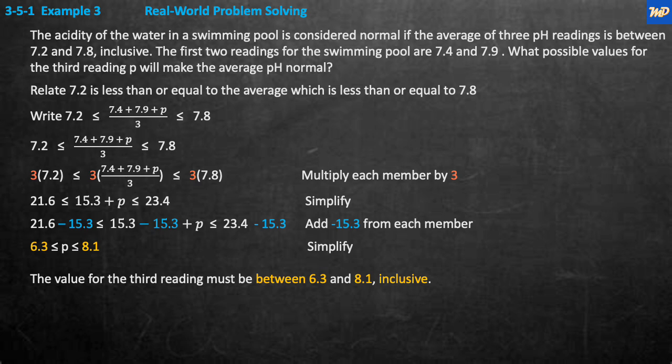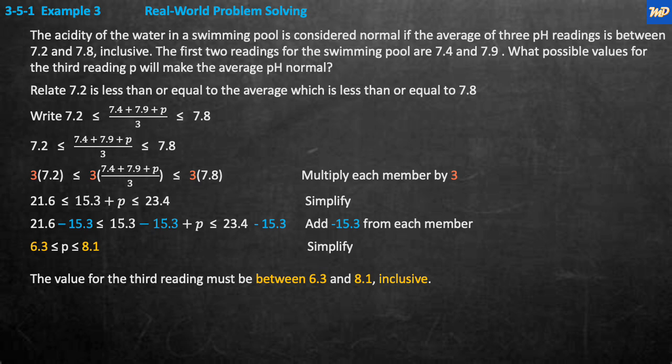The first two readings for the swimming pool are 7.4 and 7.9. What possible values for the third reading, which we're going to call p, will make the average of pH normal? So the average has to be in the range between 7.2 and 7.8. So if you add 3 of them together, you have to have a number that fits in that range. They want to know what possible numbers you could pull and have it satisfy this range.